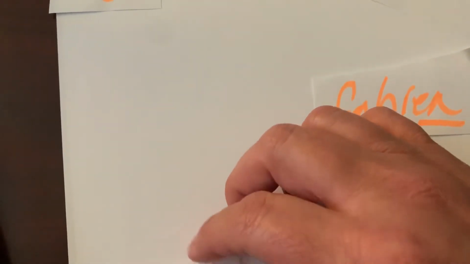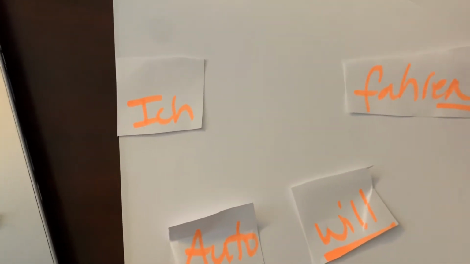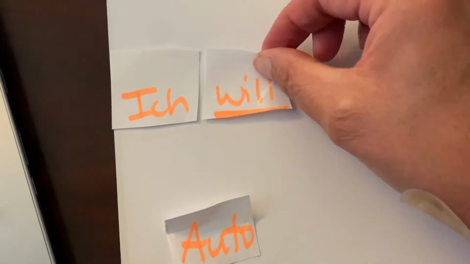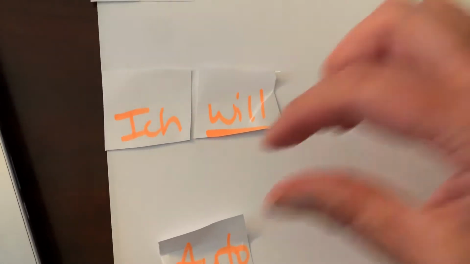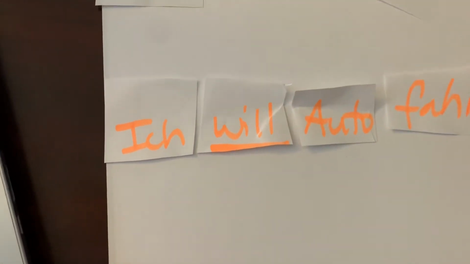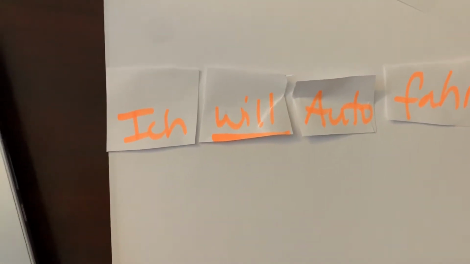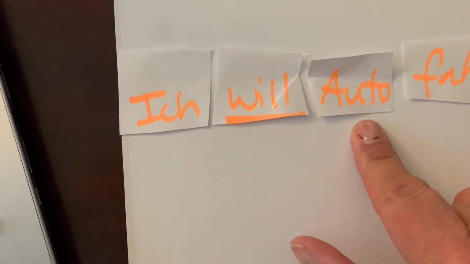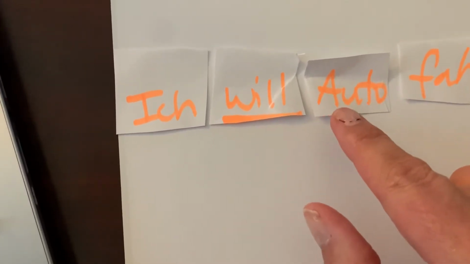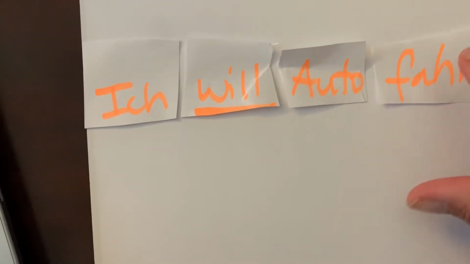Okay, so next we're going to look for our subject. Well, our subject is going to be ich. The reason we know our subject is ich is because if you look at your modal verb, will is in the ich form. Okay, so then we just have to put Auto in the middle, because you know it's subject, modal verb, person, place, or thing, if there's no time preference, and then your regular verb at the end.